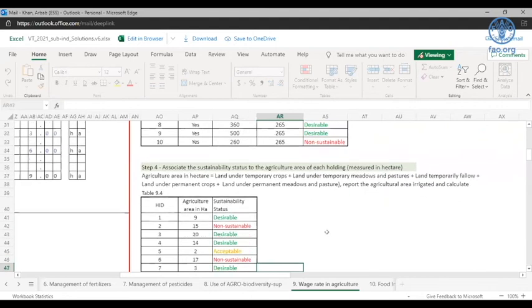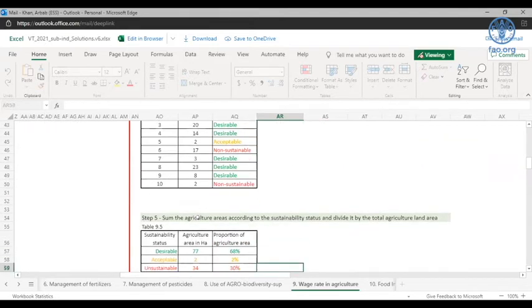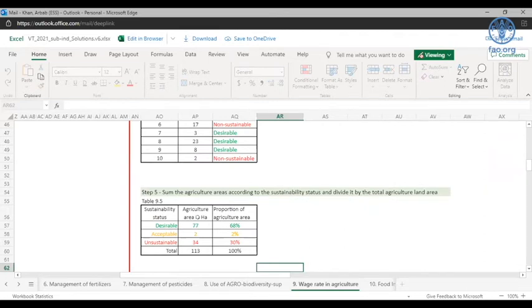We then associate the sustainability labels or sustainability colors with the agricultural land area of the holding. And then of course the last step remains the same. We add up the areas, greens, yellows and reds, and we divide by the national representative area to estimate proportions. So I stop here.